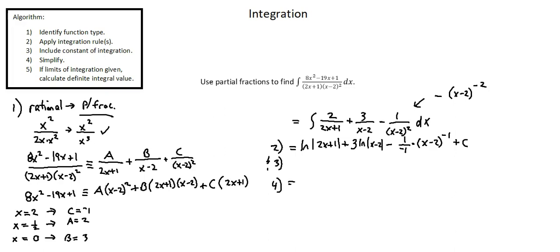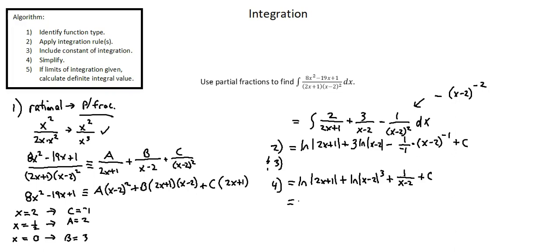For now, I will not change the first term. I have the natural log of the absolute value of 2x plus 1. The second term we can change to the natural log of the absolute value of x minus 2 to the power of 3, applying log rules. The third term, minus 1 divided by negative 1, is minus negative 1, or plus, and x minus 2 to the power of negative 1 is 1 over x minus 2, with our constant of integration plus C.